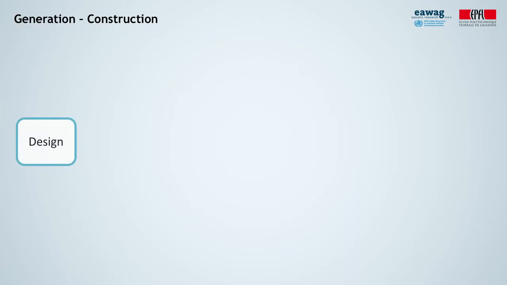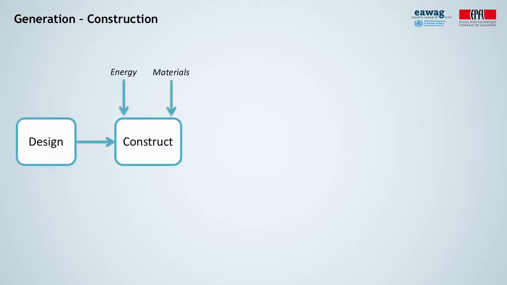In order to understand the generation of construction and demolition waste, let's first have a look at the life cycle of a building or a civil engineering structure. After the design phase, buildings or civil engineering structures such as streets, highways, bridges, and subways are constructed, for which energy and materials are consumed and construction waste is generated.